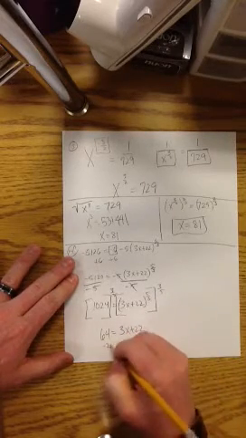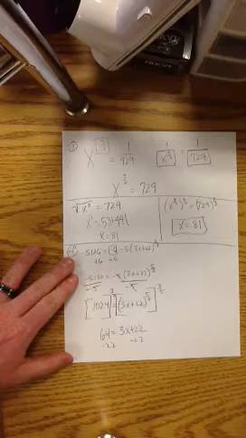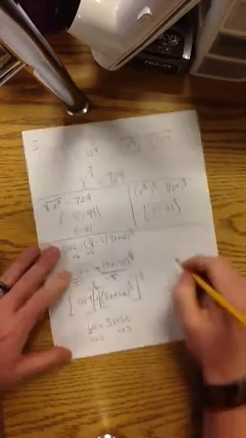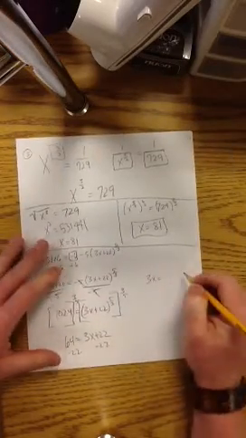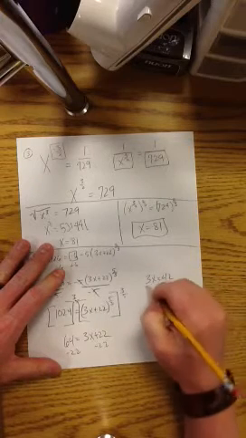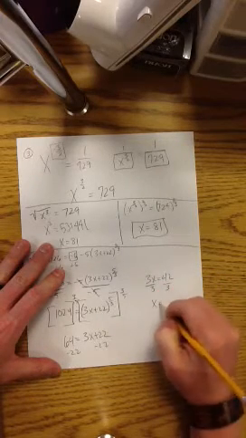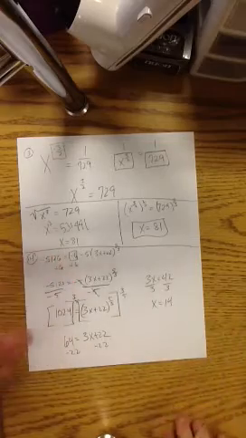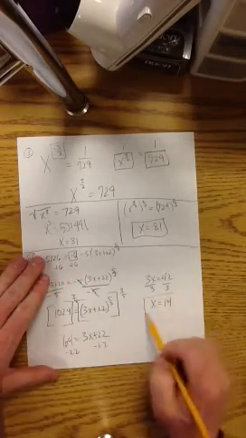Subtract 22 from both sides. We end up with 3x is equal to 42. Divide both sides by 3, and x is equal to 14. Okay? And that's how I would do that problem.